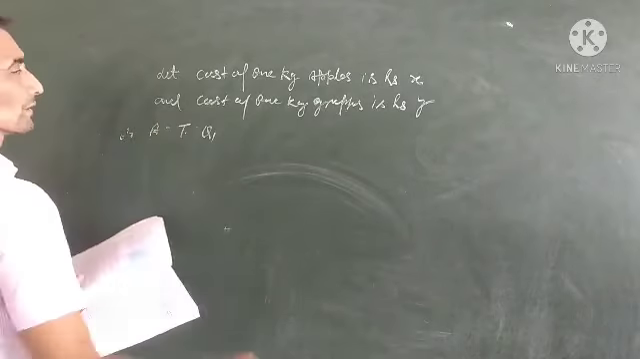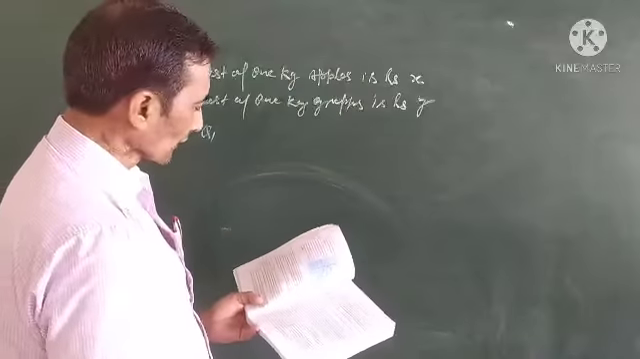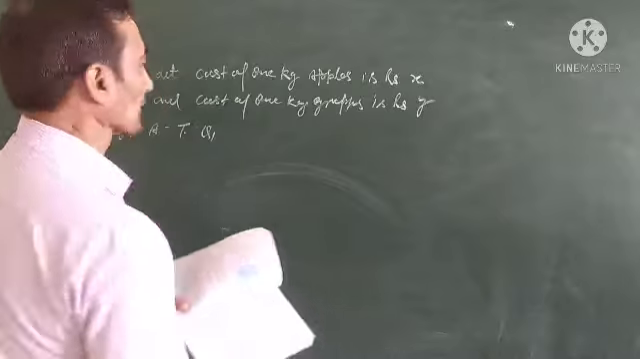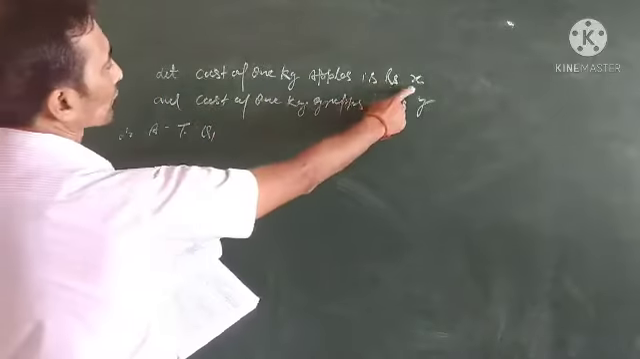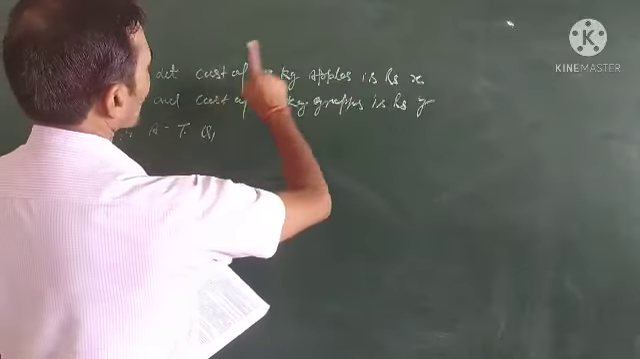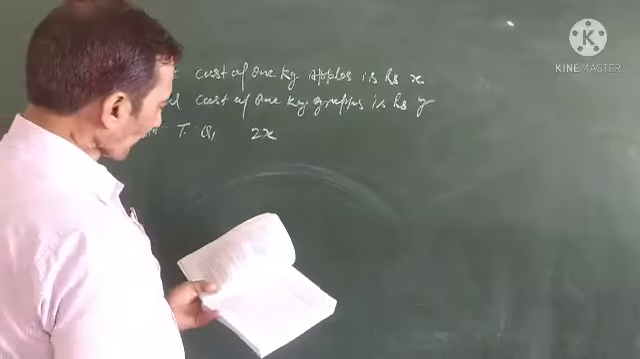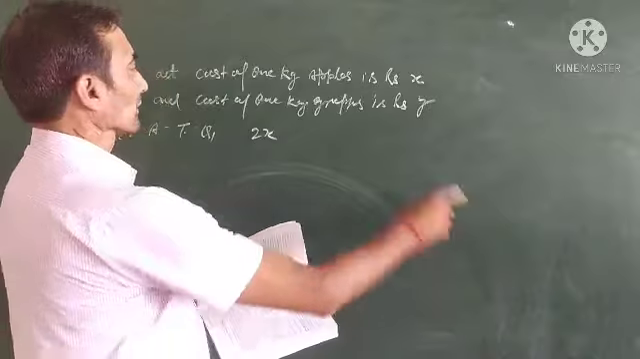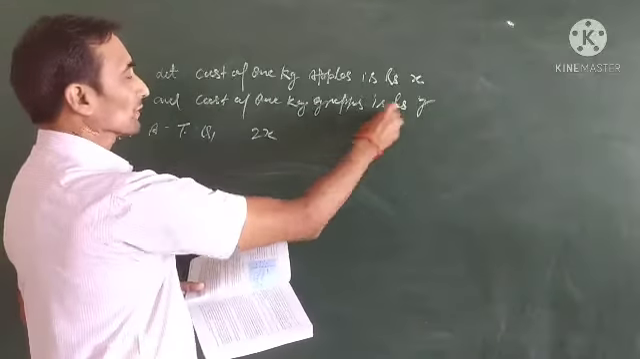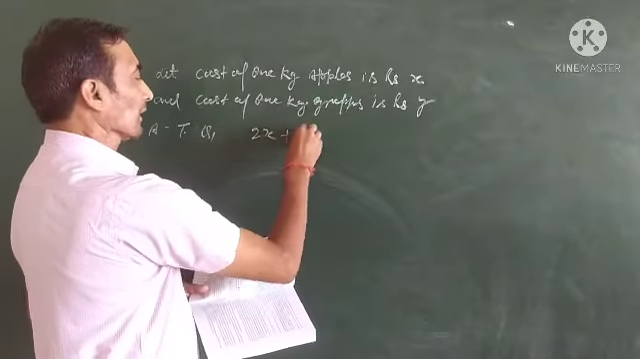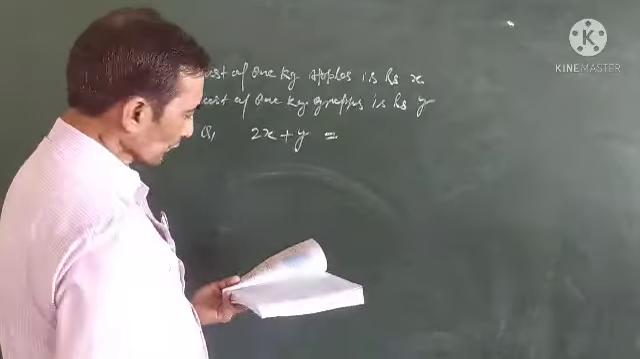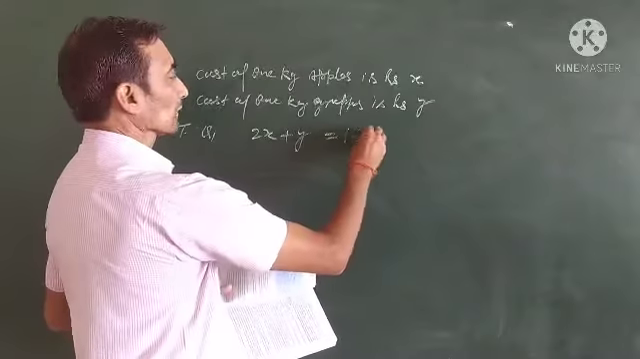According to the question, the first condition is 2 kg apples. Cost of 1 kg is x, therefore cost of 2 kg is 2x, and 1 kg grapes, cost of 1 kg grapes is y, plus equal to 160. Now the first equation.